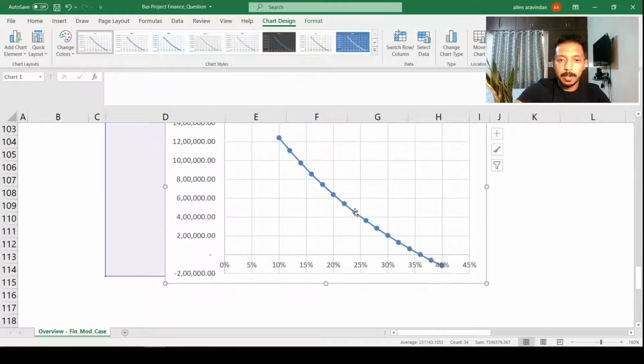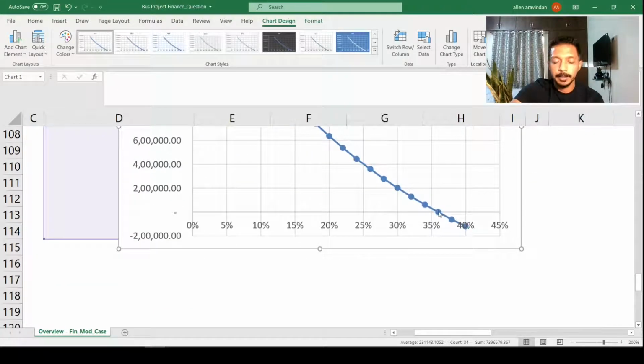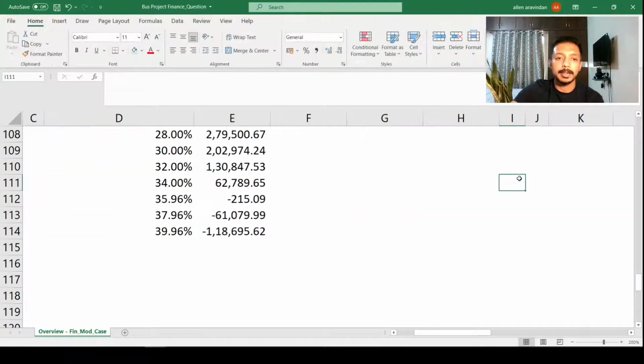So if you see out here, you've got these different rates, right? And you've got this NPV, right? So if you see out here, there is a point somewhere in this graph where the NPV becomes zero, right? And that's the definition of IRR, right?